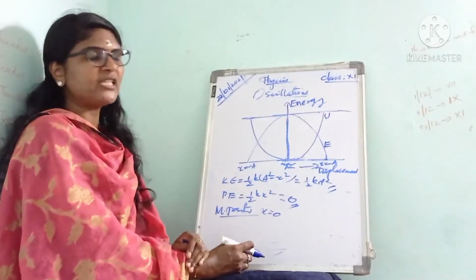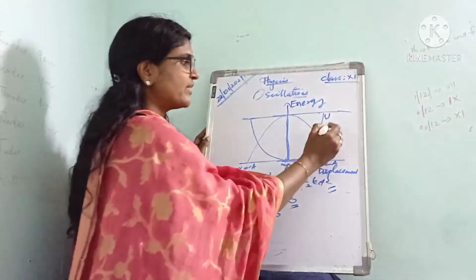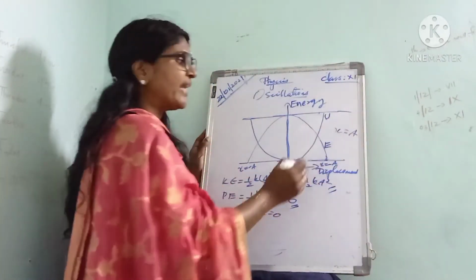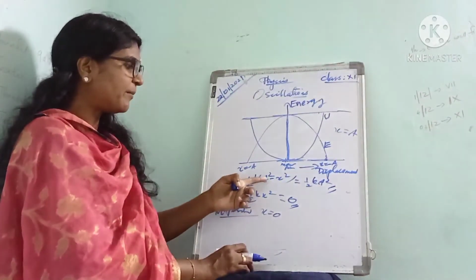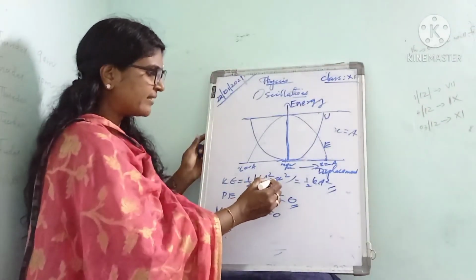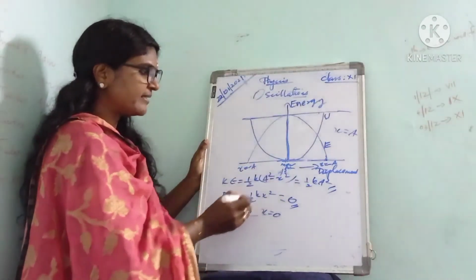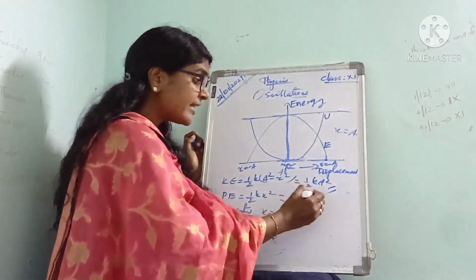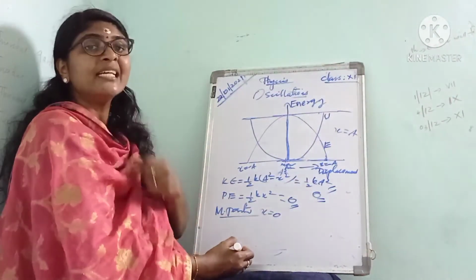Then we can find the energy at the extreme position. At the extreme position x equals the maximum amplitude A, actually plus or minus A. So what about its kinetic energy? Instead of x we substitute A. Then x square is a square, and a square minus a square is 0. So at the extreme position, the kinetic energy of the particle is 0.